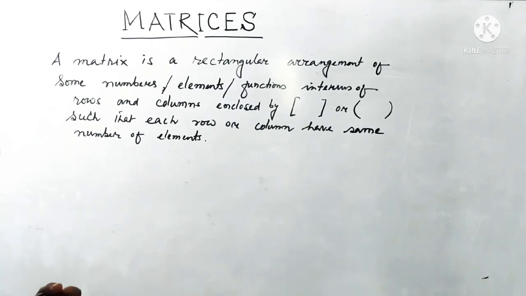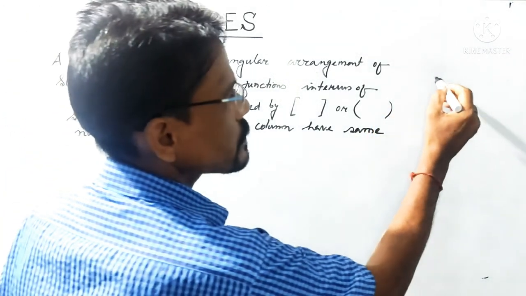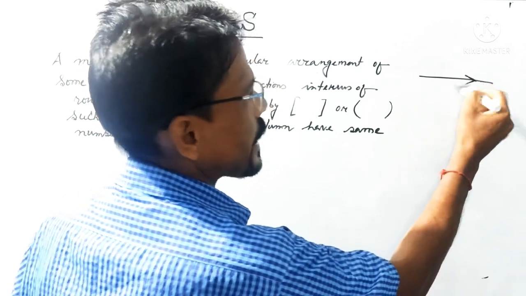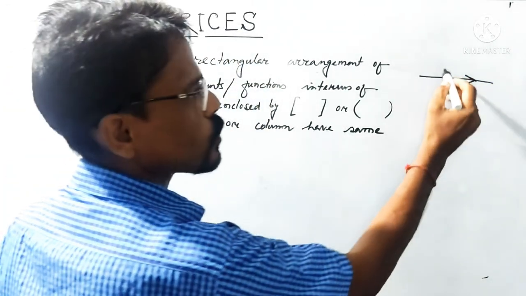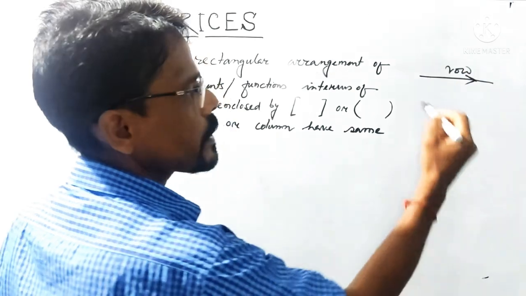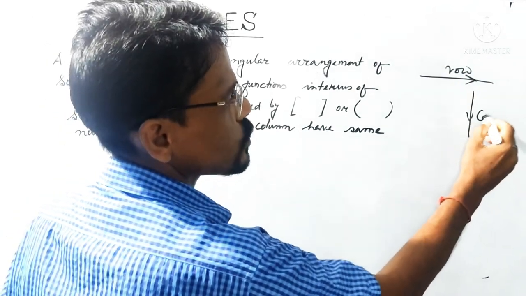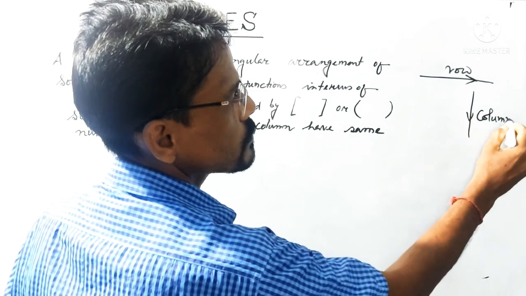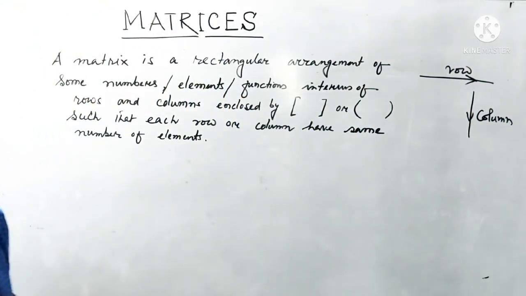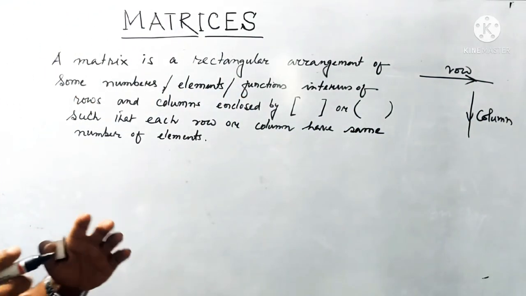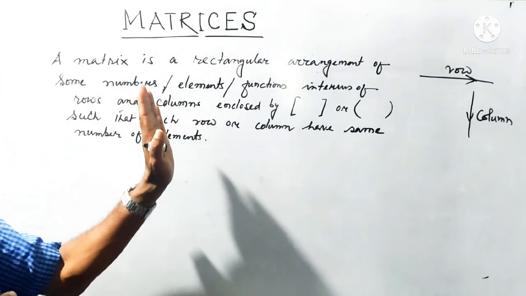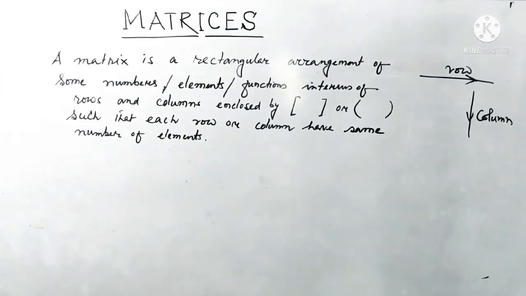So let me tell first of all about row and column. You know, this is called a horizontal line, and a horizontal line is called a row, and this is called a vertical line, and a vertical line is called a column. So that is the idea of row and column. Now let us describe the definition just with an example.